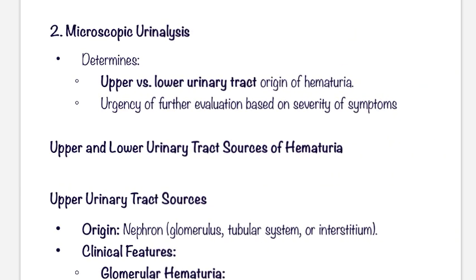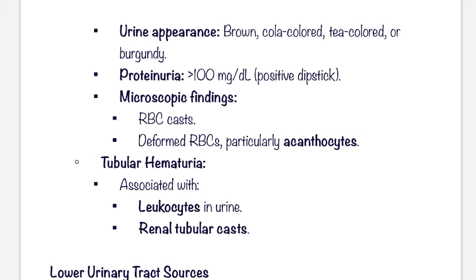Okay. In urine examination, it may be an upper urinary tract or lower urinary tract source of hematuria. If it is an upper urinary tract source of hematuria, like nephrons, glomerulus, tubular, systemic or interstitium, what are the features? Urine will appear, just remember, brown, cola color, tea color or burgundy color. The proteinuria will be more than 100 milligram per deciliter, positive dipstick, and RBC casts and deformed RBCs will be seen. It is glomerular origin of this hematuria.